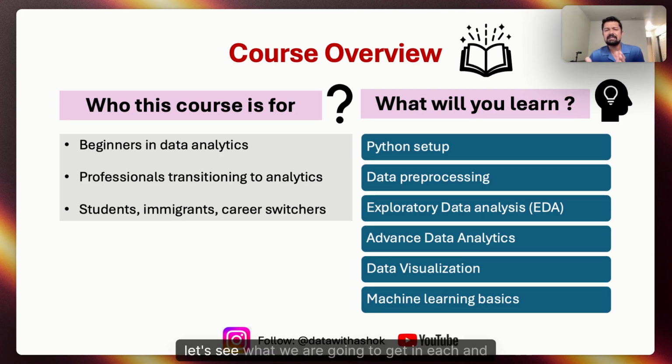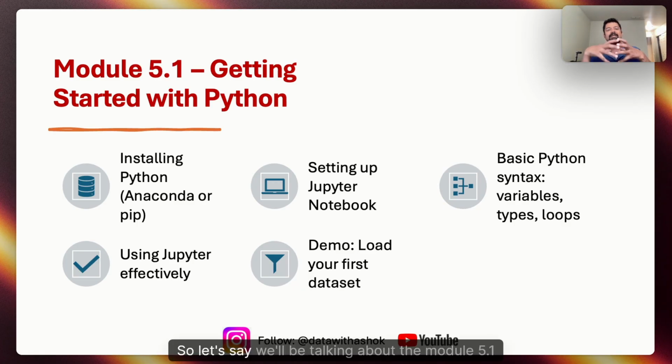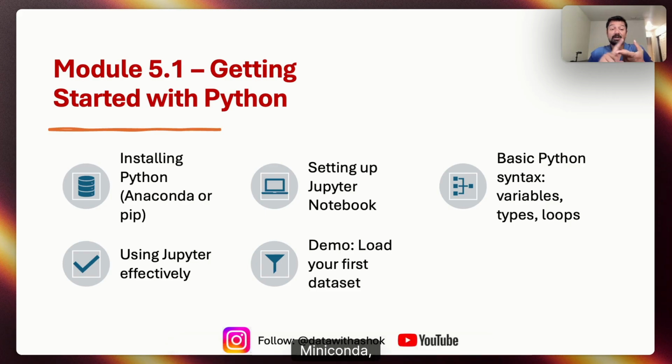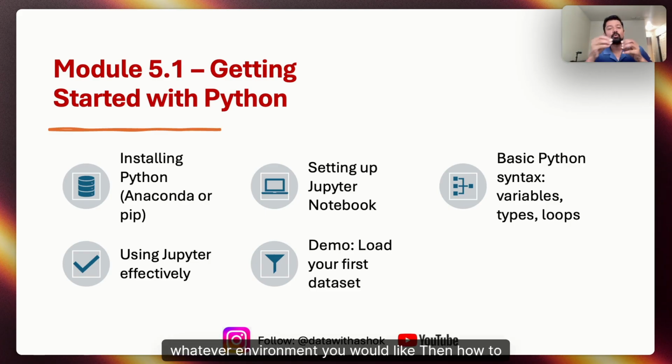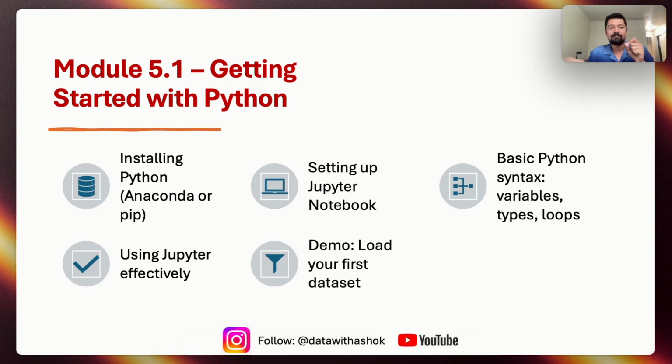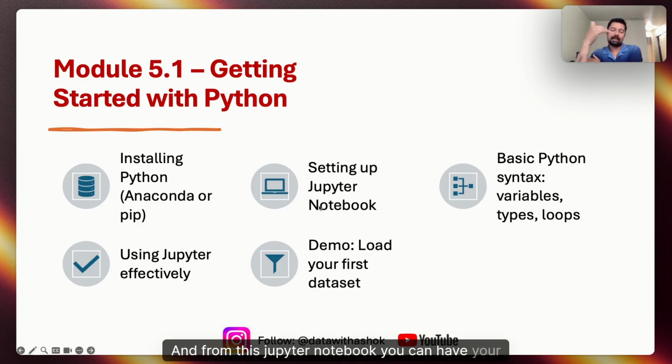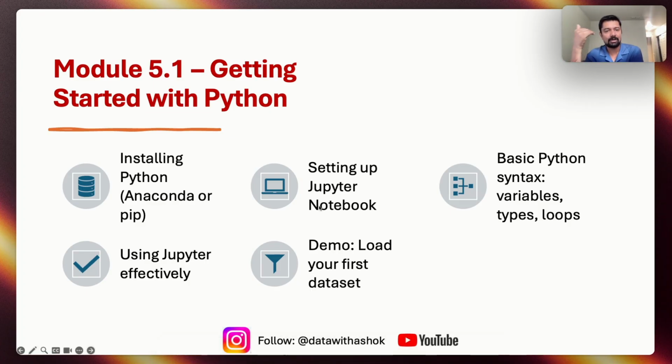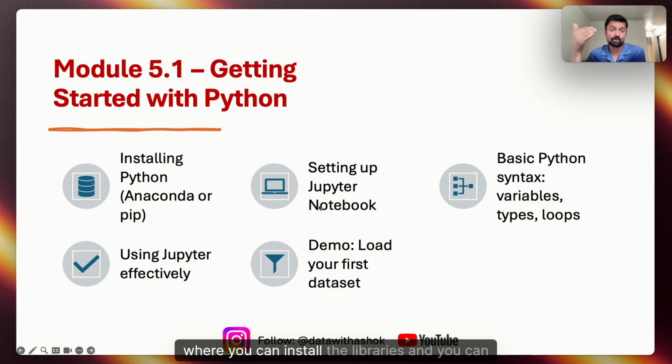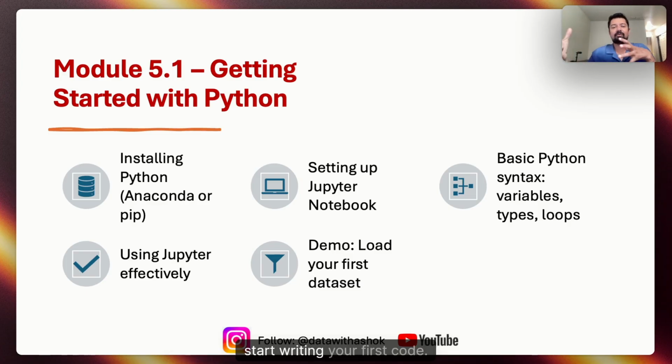But briefly, let's see what we are going to get in each and every module. Let's say we are talking about module 5.1, which is getting started with Python. In this, we'll learn how to install Python, either using Anaconda, Pip, or Miniconda, whatever environment you would like. Then how to set up your Jupyter notebook environment. From this Jupyter notebook, you can have your own environment where you can load the libraries, install the libraries, and start writing your first code.